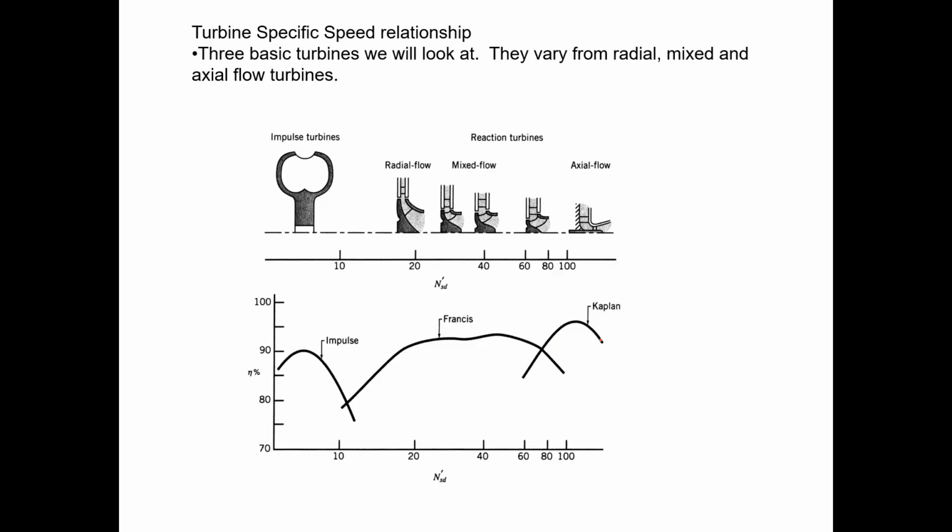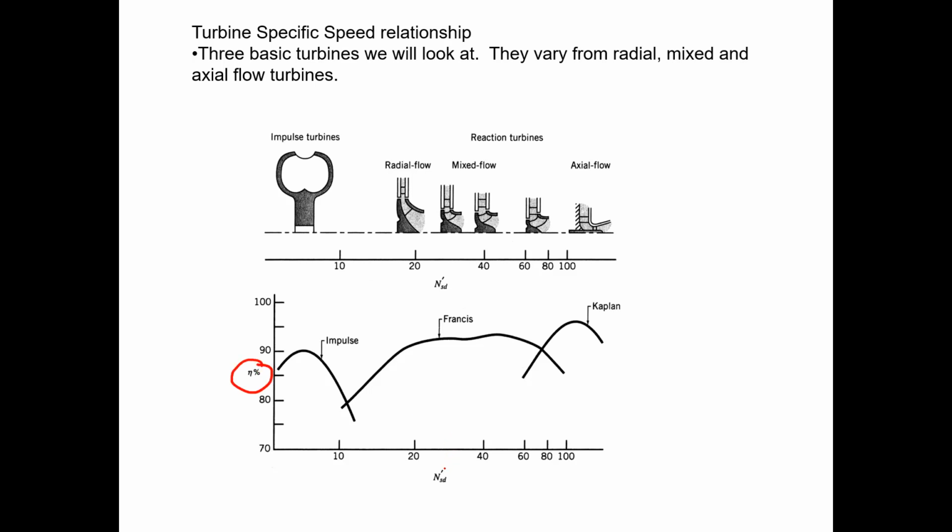We're going to take that graph and put it into dimensionless form. We get the following, and this is what we would call the turbine-specific speed relationship. We're going to be looking at three basic types of turbines that vary from radial to mixed and axial flow turbines. So here's another graph similar to the one on a prior slide, which is the one that we're going to be using for this chapter.